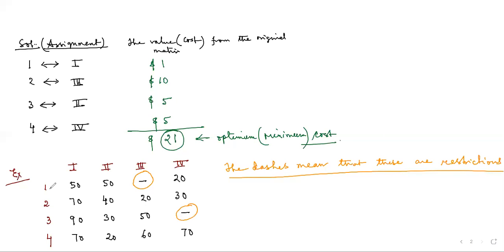This means that person 1, for some reason or other, we don't know what, cannot be assigned to job number 3. Or you can consider this machine cannot be assigned to person 1 because of some reason. This machine 4 cannot be assigned to person 3 because of some reason. And therefore these are the restrictions. With these restrictions at hand, we are going to apply the Hungarian method to find the optimal assignment.